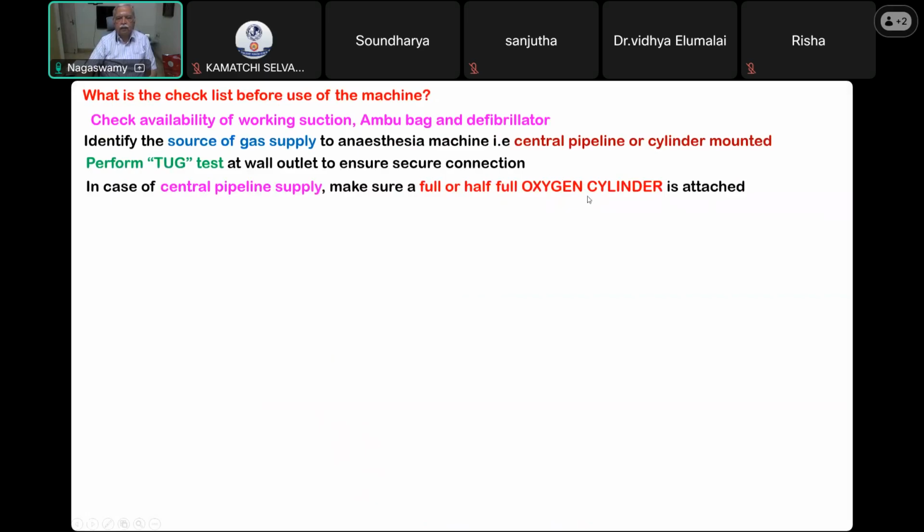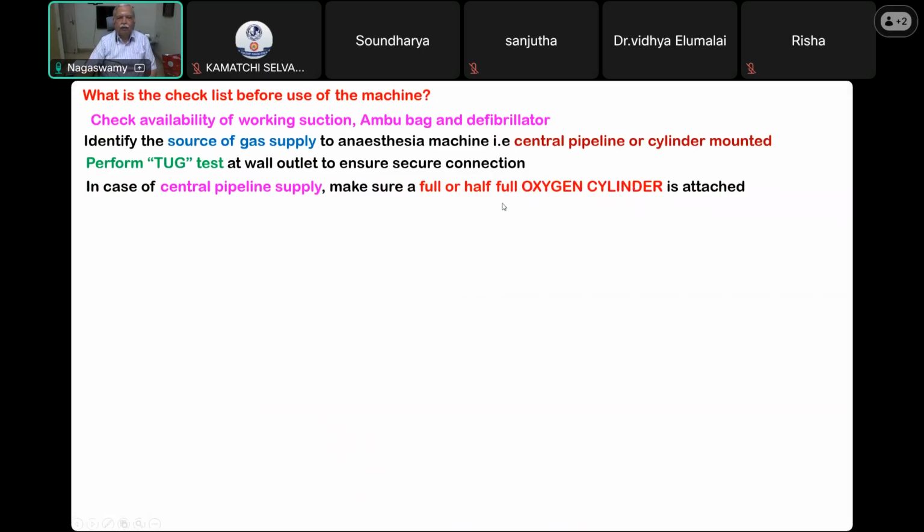I don't know how many of you go back to the backside of your workstation in your OT and see whether the oxygen cylinder is attached there, whether the key is there, whether it is half full or not. I'm 100% sure none of you would have checked that, because in corporate hospitals you take it for granted that the oxygen delivery will be there all the time.